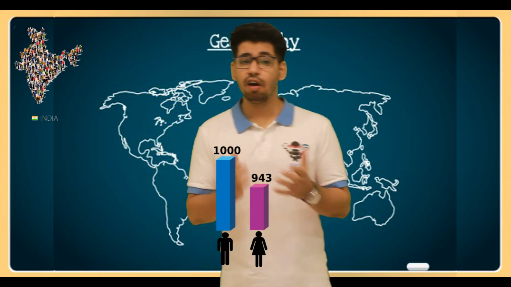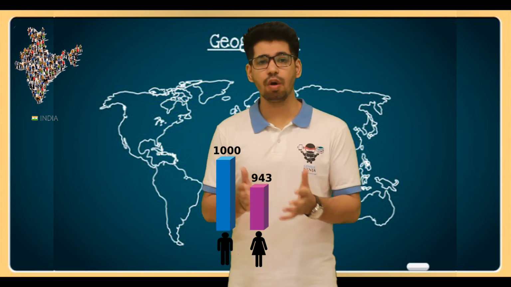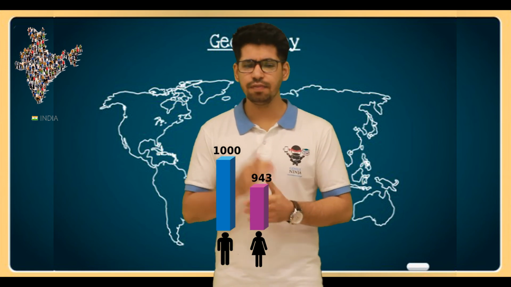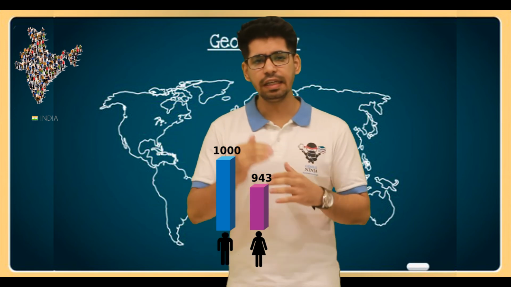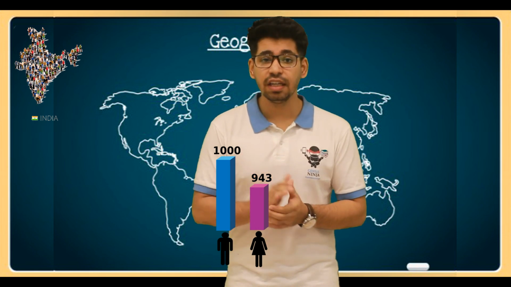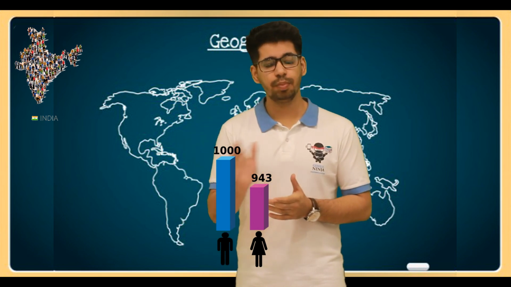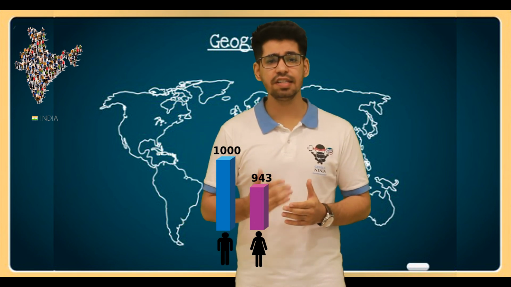That's why the government has come up with a very nice initiative, Beti Bachao, Beti Padhao. That's the reason we have seen a good increase in the number of females, or the sex ratio, of India. Today, the average sex ratio of India is 943 per 1,000 males, and it is increasing every year.